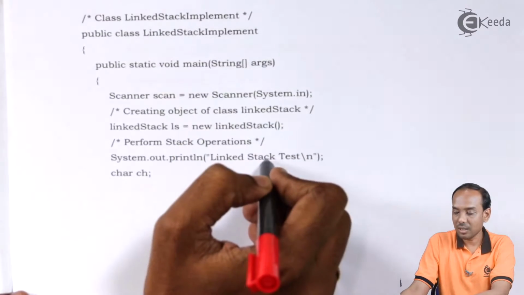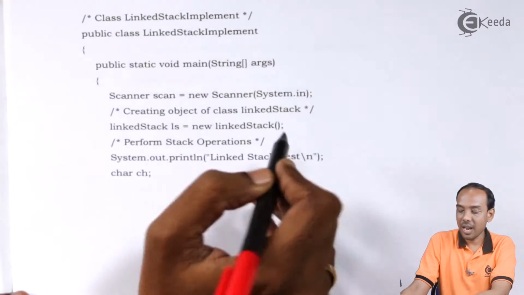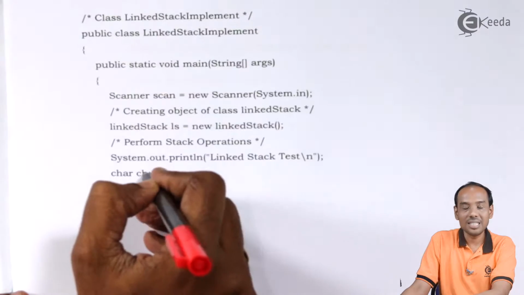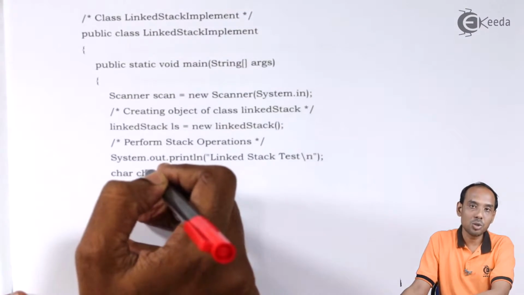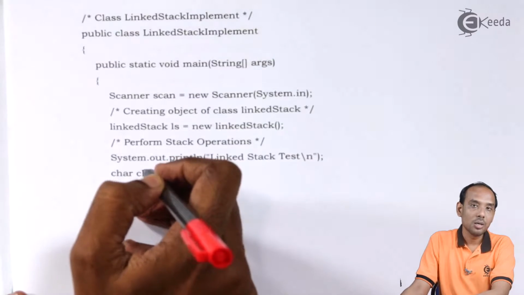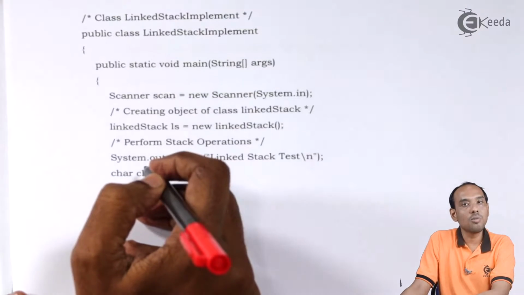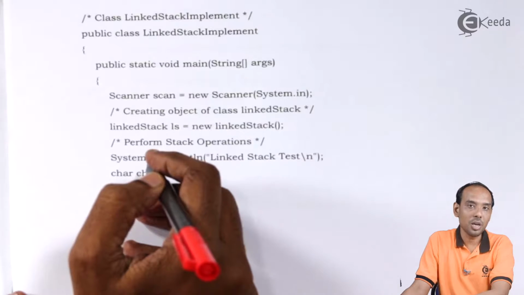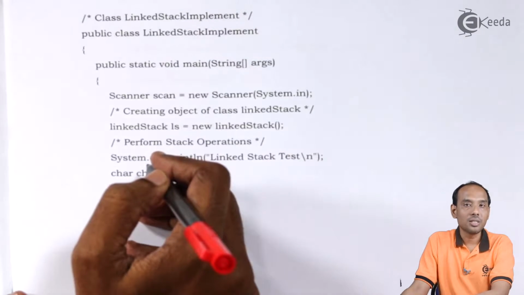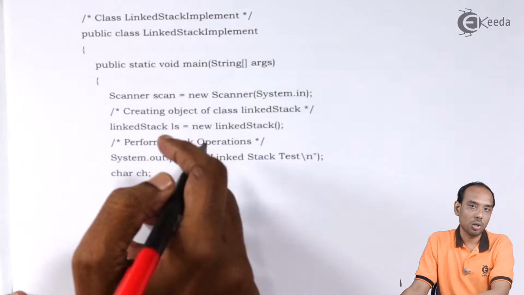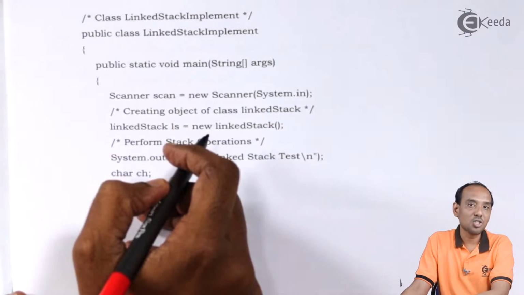So link stack test. Then I have defined a variable called ch of which type? Return type char, where I will be storing a value to check whether the user wants to perform the operation continuously or not. That is, whether the user wants to continue with the set of operations or not. That's why I've defined the variable ch.